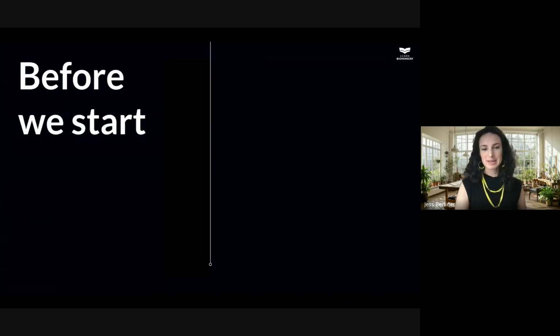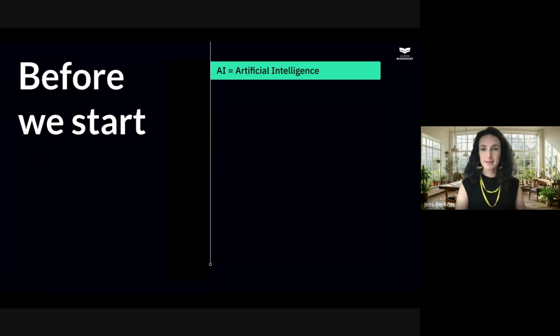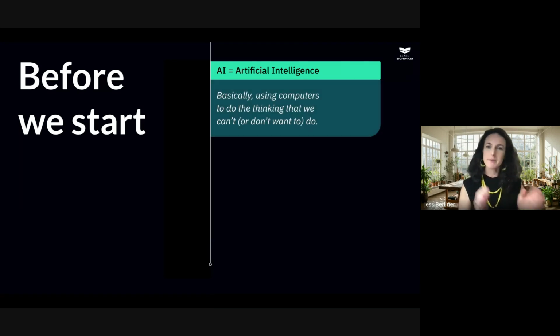So before we really start, I want to mention a few brief overviews. AI, as you almost certainly know, is an abbreviation for artificial intelligence. And there are many, many ways to define this. Trust me, I went down some rabbit holes. The simplest way I could define it in human language is basically using computers to do the thinking that we either can't or don't want to do.